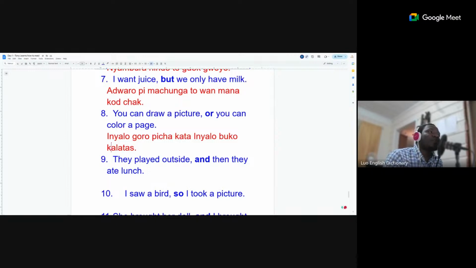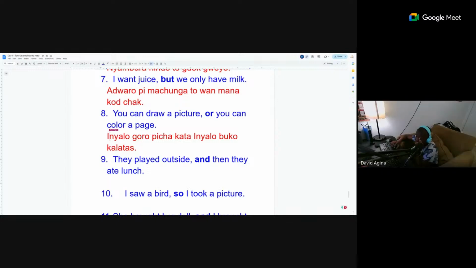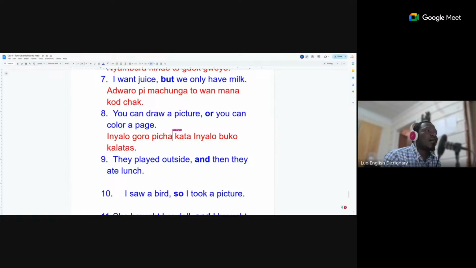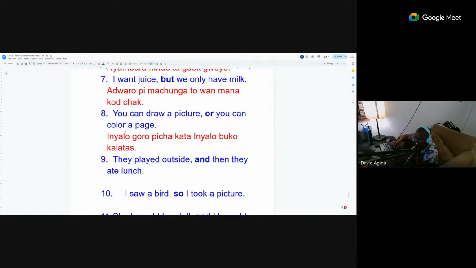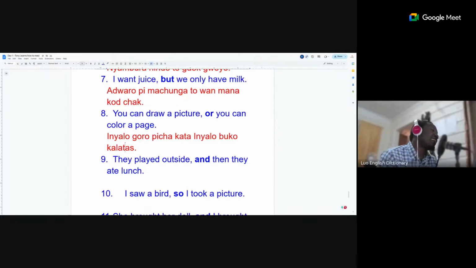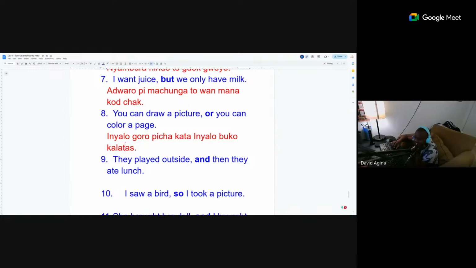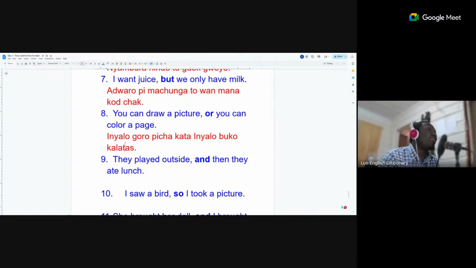Kalatas is paper. Can you pronounce it in English so it's clearer for me on how to correct it? I don't know how to do it in English because I'm Luo. Kalatas as in kite. Yeah. Kite. As in kite.